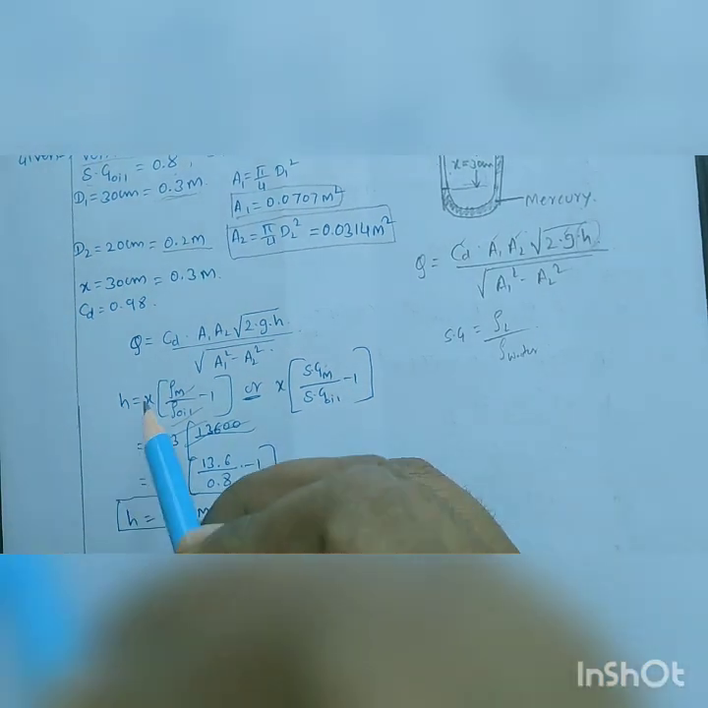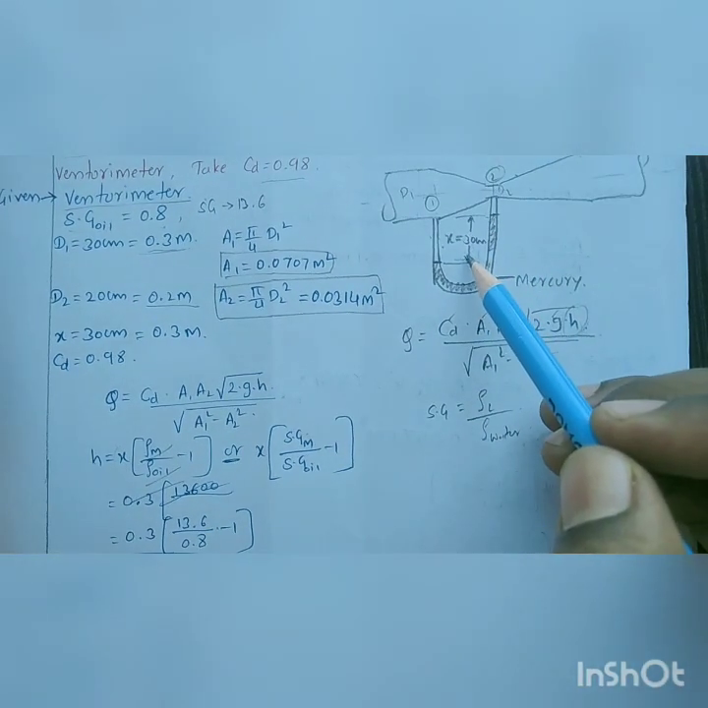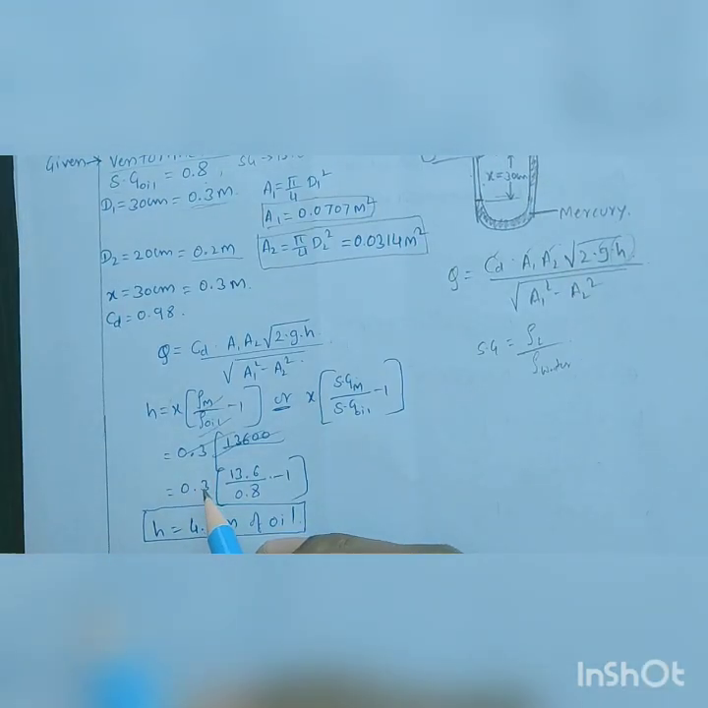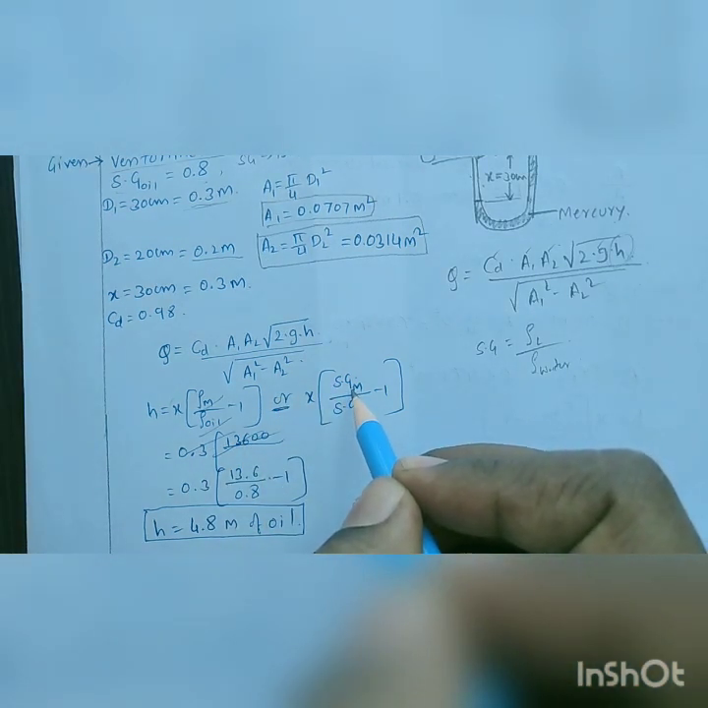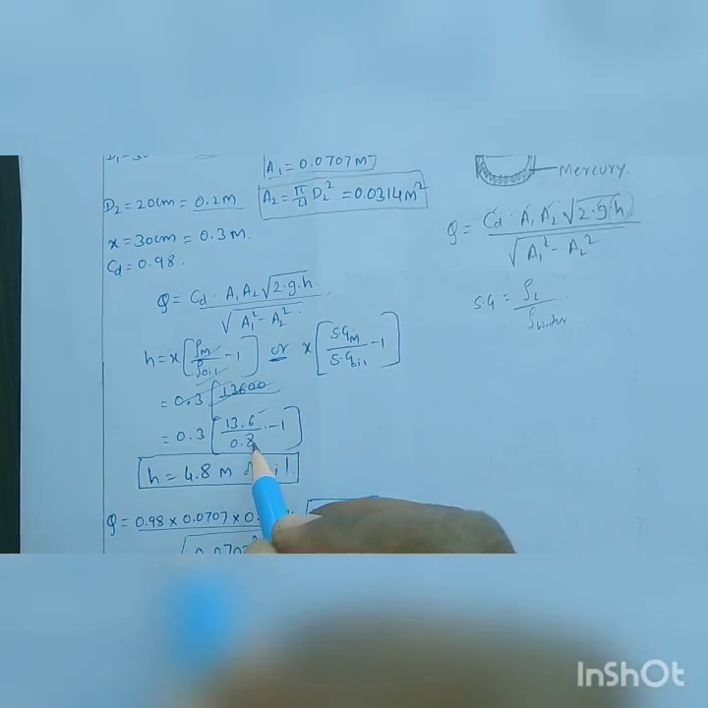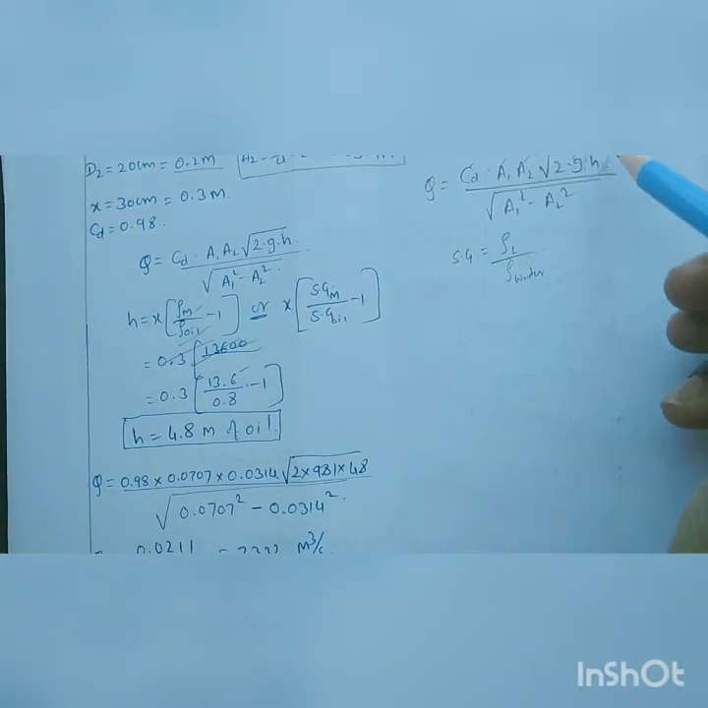Now he has given us X, the difference of left and right limb, as 30 centimeter. So I have converted that into meters. It is 0.3 meter. And specific gravity of mercury, I told you to remember, is always 13.6, and specific gravity of oil flowing in the pipe is given as 0.8, minus 1. So when you calculate, you will get the height as 4.8 meters of oil. Now we have found out H.